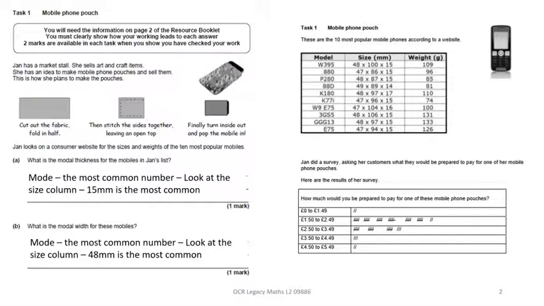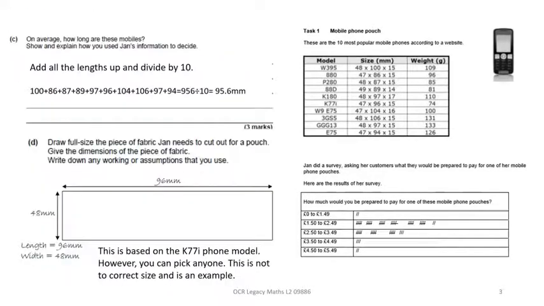What is the modal width for these mobiles? Again, you're looking for the most common recurring number, which is 48. So 48 millimeters is going to be your most common number. As we go through these answers, don't feel frightened to pause, have a look and reflect on the answers, and don't forget to take your screenshots and photographs as well.